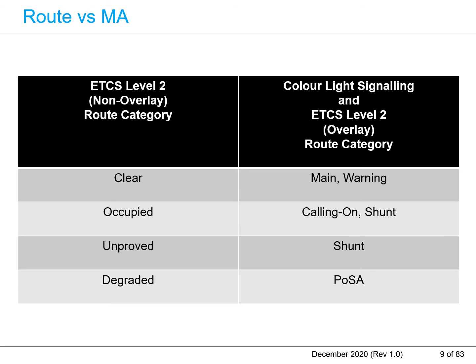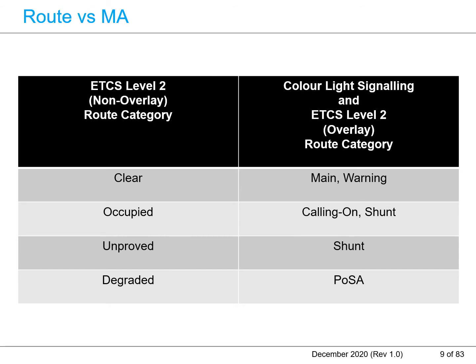The occupied route, in ETCS Level 2 non-overlay, is equivalent to the calling on class, or the shunt class route, of the color light signaling system. The shunting mode in ETCS Level 2 is the feature of the onboard ETCS, but not the term for route category in the interlocking system.